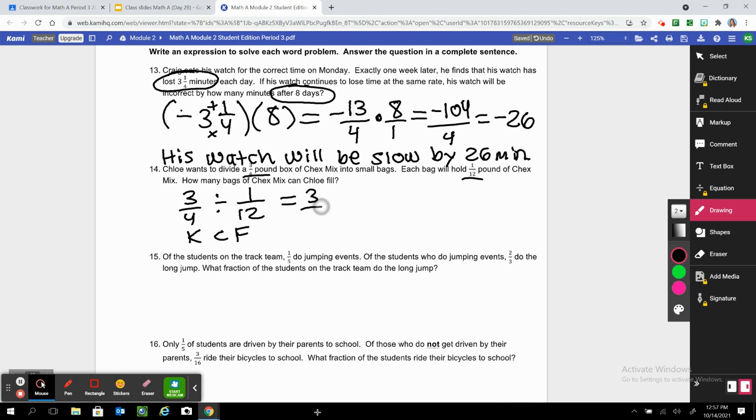I have 3/4 times 12 over 1. So 3 times 12 and then 4 times 1. You just go straight across when you multiply. So 3 times 12 is 36. 4 times 1 is 4. And then that goes evenly into 36, which is divisible by 4 9 times. So Chloe can fill 9 bags. I'm just going to write 9 bags over here.